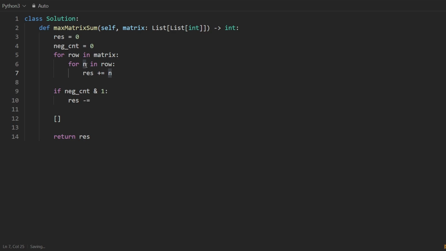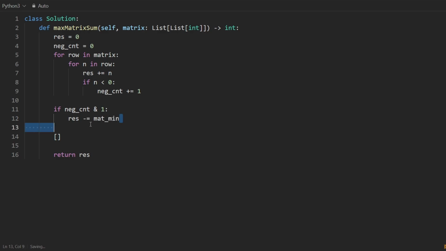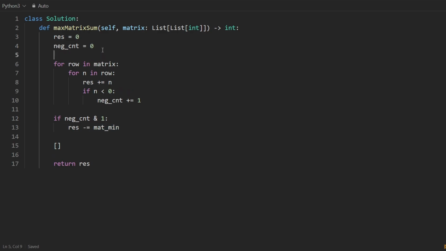So for every number, let's just check, is this negative? If n is less than 0, I'm going to add 1 to the negative count. From here, what we said, we want to subtract the matrix minimum. So I'll have a variable called matrix minimum, and I will initialize it to a very big number, because really we were going to have the absolute value stored in this. So I'll initialize it to, let's say, float of infinity.